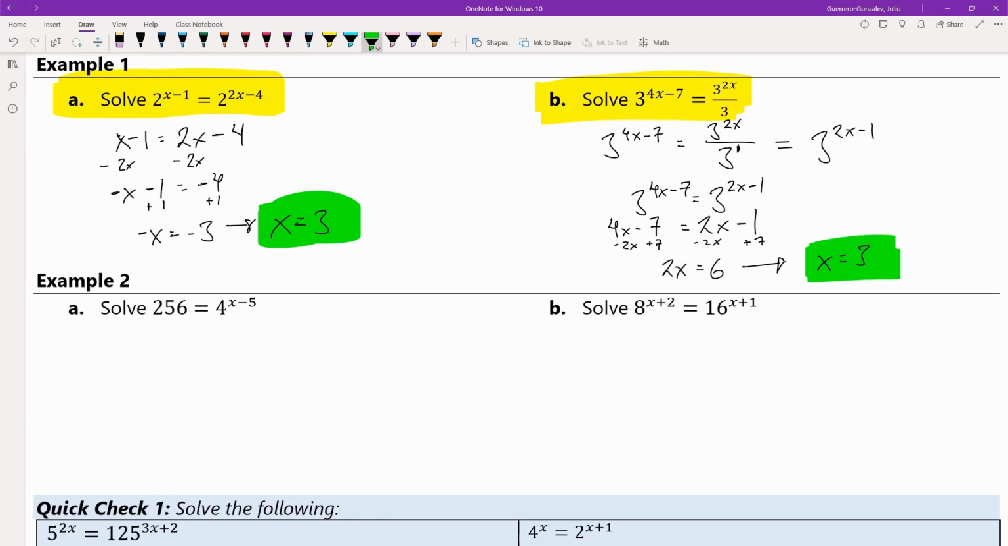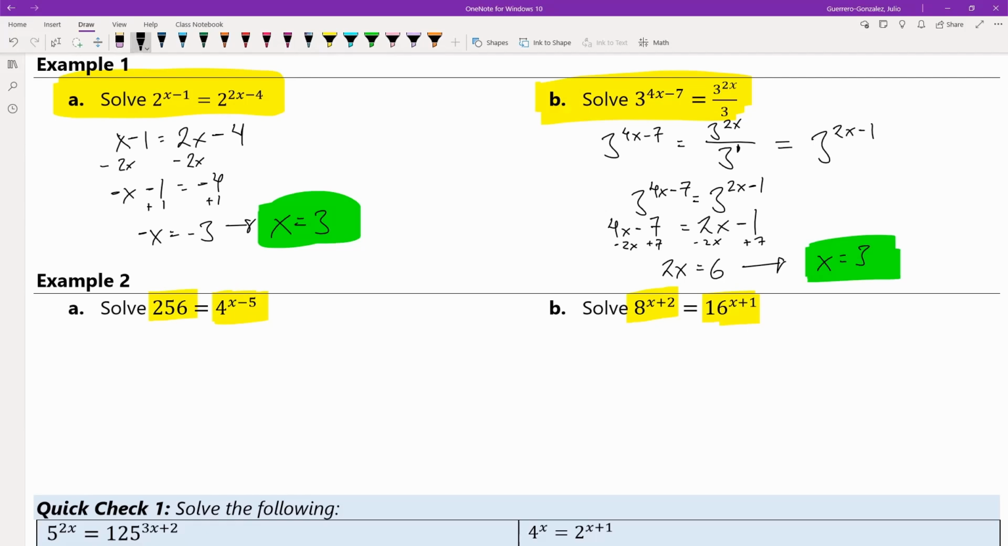Sometimes the bases aren't exactly the same, so we've got to sort of semi-force it. You can do this with anything, so long as you can make them the same somehow. Hopefully that makes sense. So, for example, let me take A for example 2.